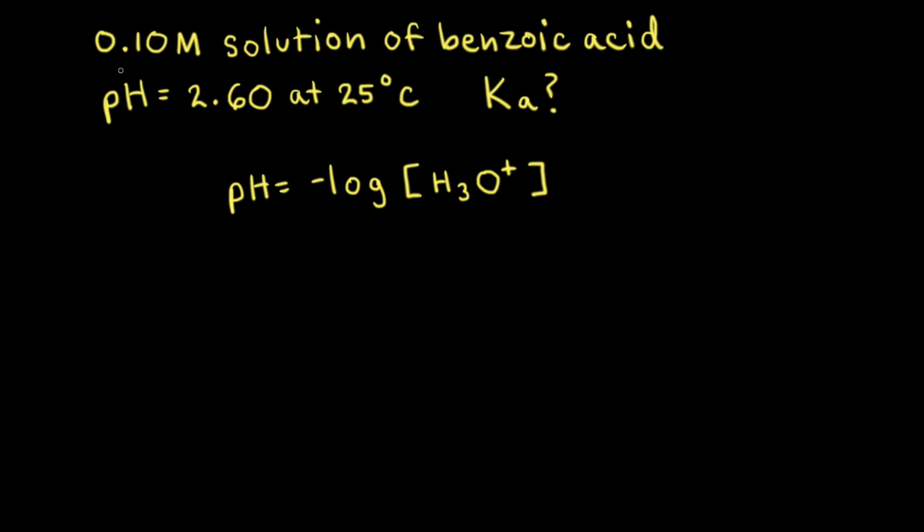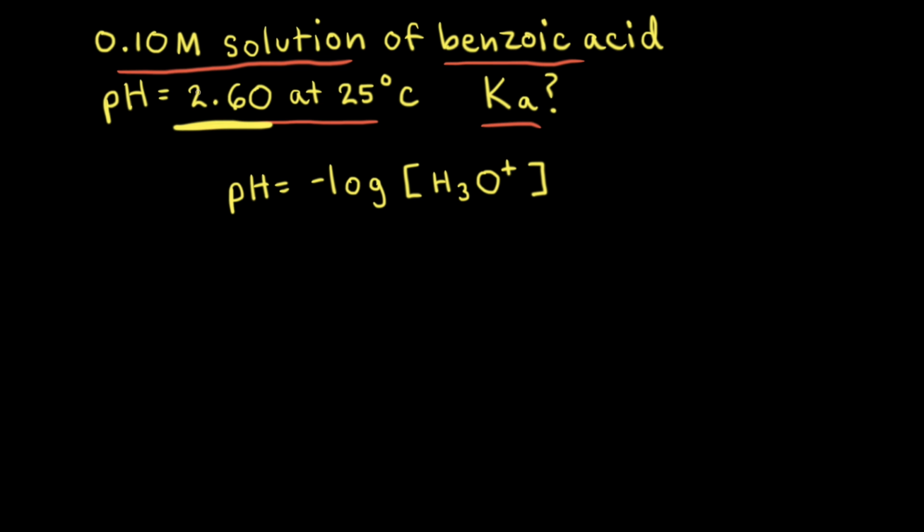Let's say we have a 0.10 molar solution of benzoic acid, which is a weak acid, and the pH of the solution is 2.60 at 25 degrees Celsius. Our goal is to calculate the Ka value for benzoic acid at 25 degrees Celsius.